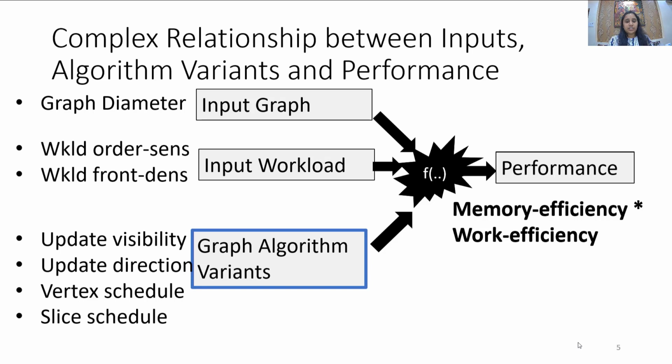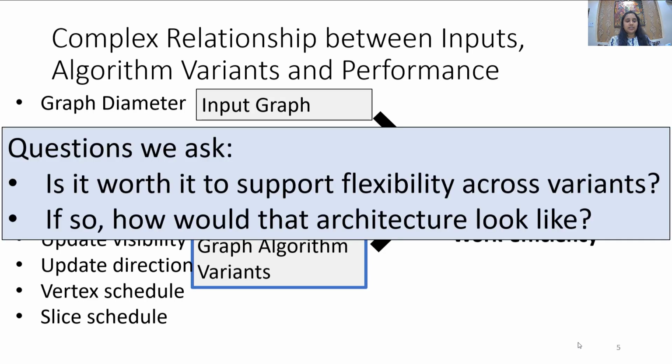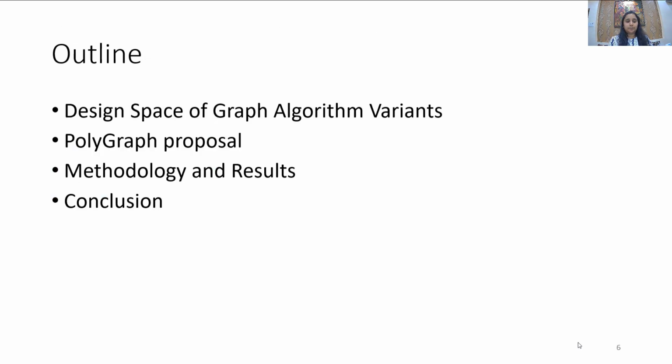As we cannot change the above 2 factors, in this work we will study graph algorithm variance and try to answer whether it is worth it to support flexibility across algorithm variance, and if so, how that architecture would look. In this talk, I will first discuss the design space of algorithm variance and how they create trade-offs for memory and work efficiency. Then I will discuss our proposal for PolyGraph, where we support flexibility across these variants. I will then discuss our evaluation results and then conclude.